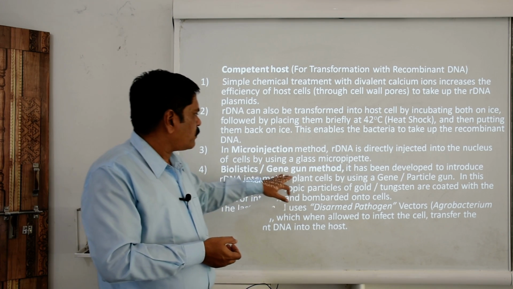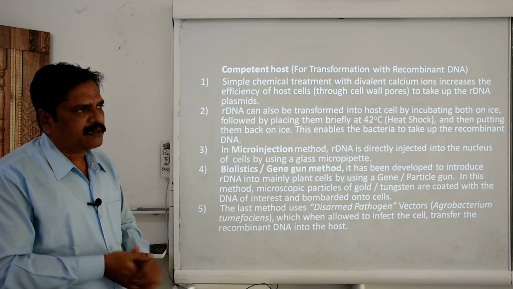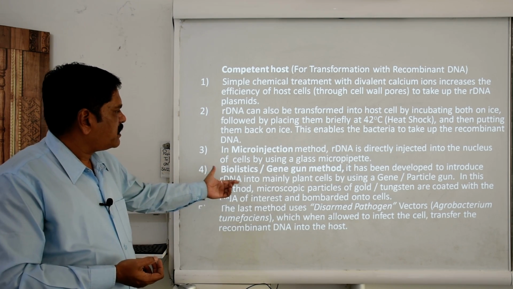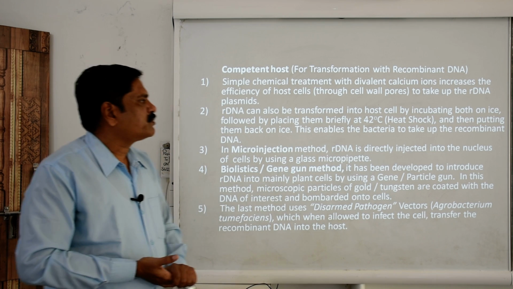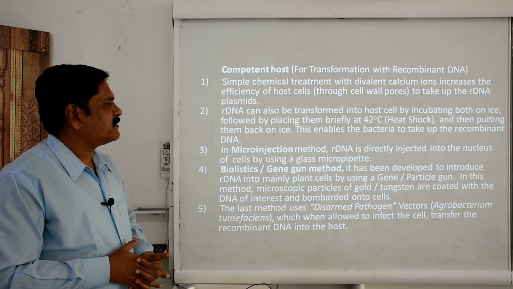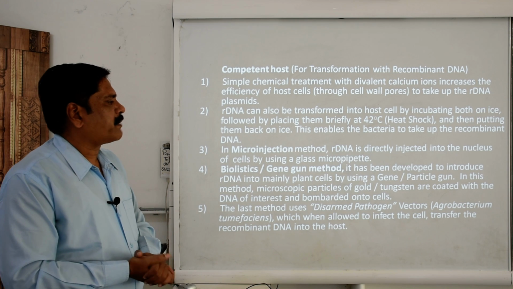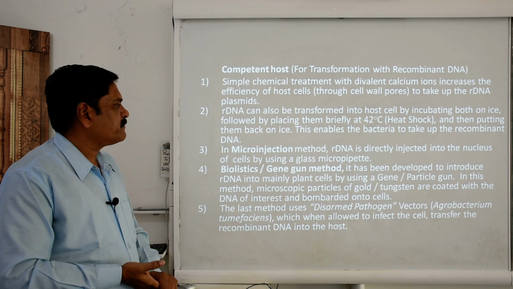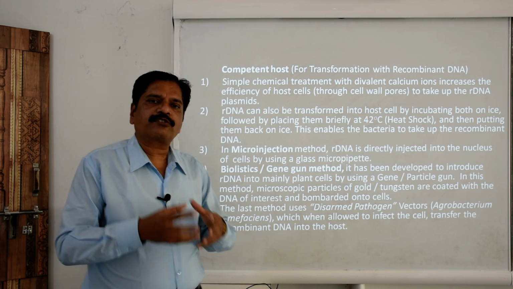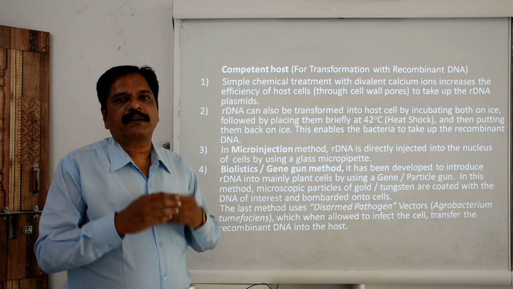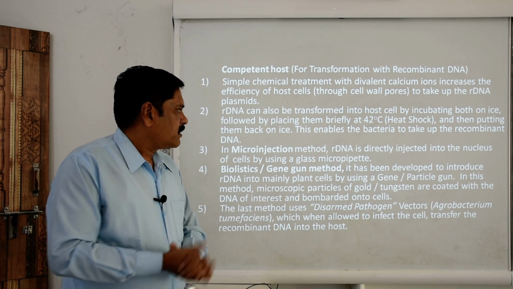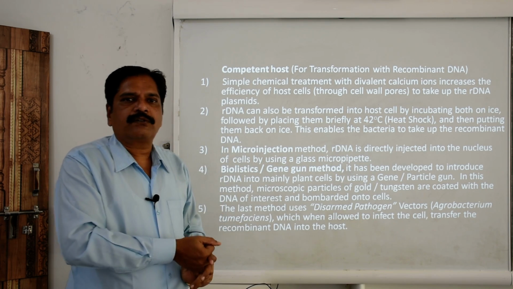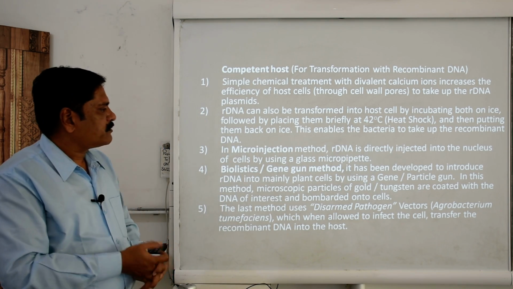Then the biolistics or gene gun method. Okay, a gun to shoot it. Clear? So it has been developed to introduce recombinant DNA mainly into plant cells by using a gene or particle gun, and in this method microscopic particles of gold or tungsten are coated with the DNA of interest and then bombarded onto the cell. So first of all, that desired DNA segment needs to be coated on the particles, either gold or tungsten, and then it will be bombarded on that cell to which we need to transfer it.